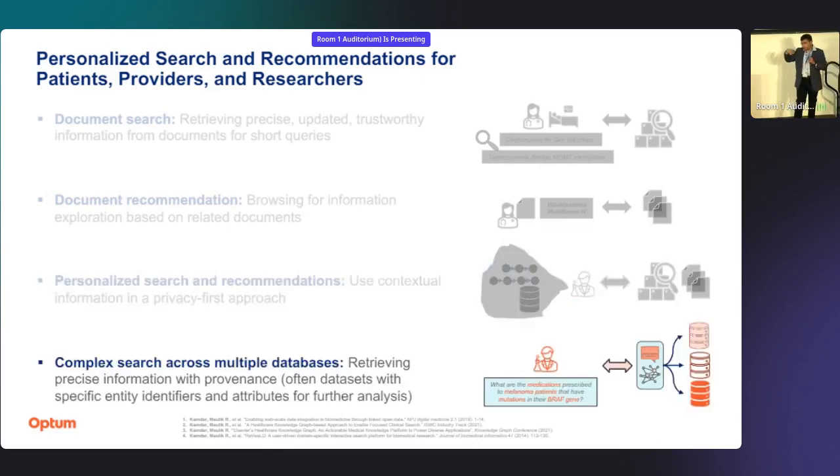And finally, you can start thinking about more complex question answering. Say I am a biomedical professional who is looking for this: what are the medications prescribed to melanoma patients that have a mutation in their BRAF gene? So there are a lot of different biomedical entities in this particular query, and I'm looking for precise datasets that can lead me to further analysis.